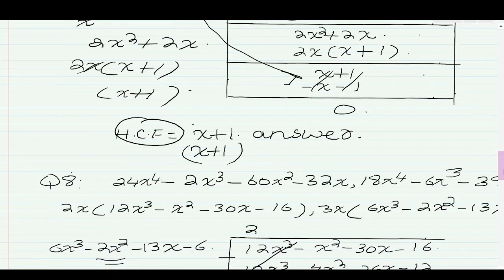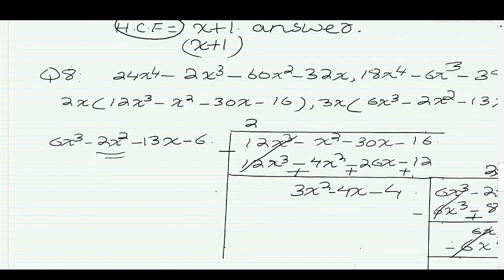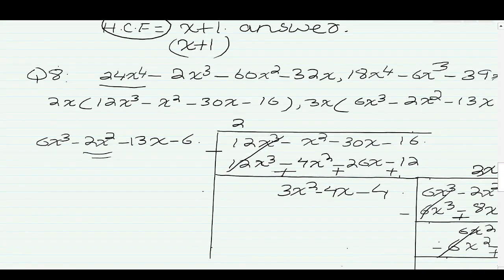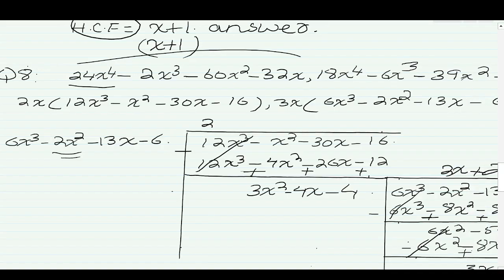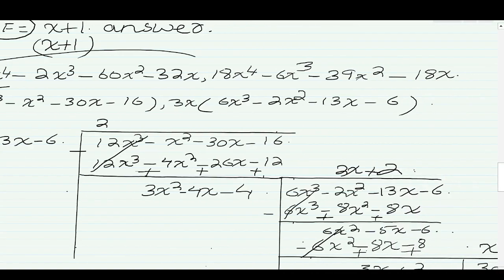So we will just write x plus 1 as our HCF. Now let's move on to question number 8. The first polynomial is 24x power 4 minus 2x cubed minus 60x square minus 32x. This is the first polynomial. Then the second is 18x power 4 minus 6x power 3 minus 39x square minus 18x.